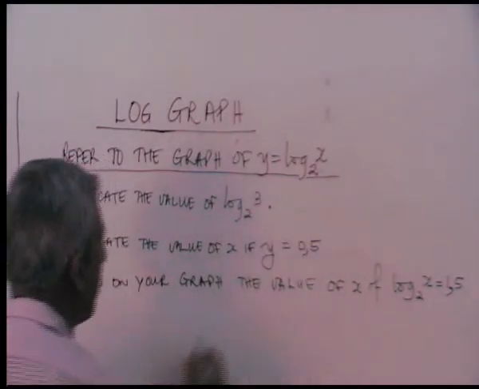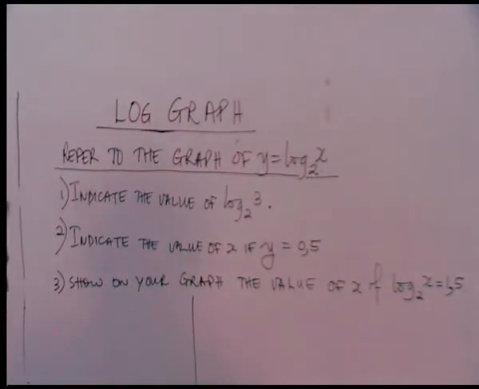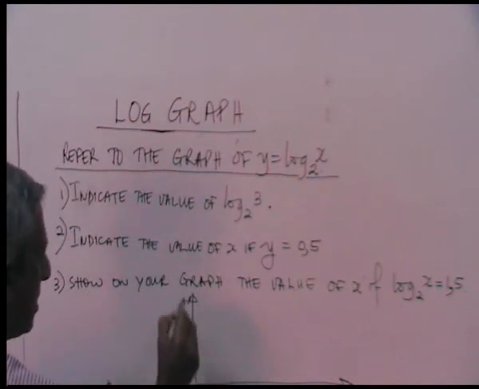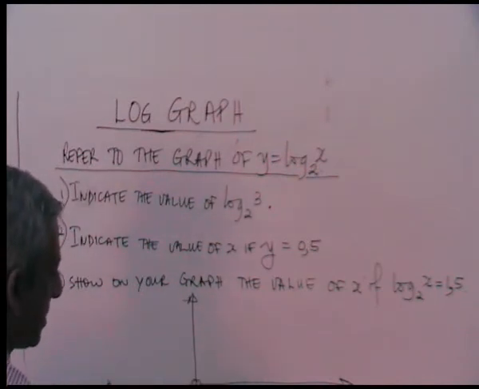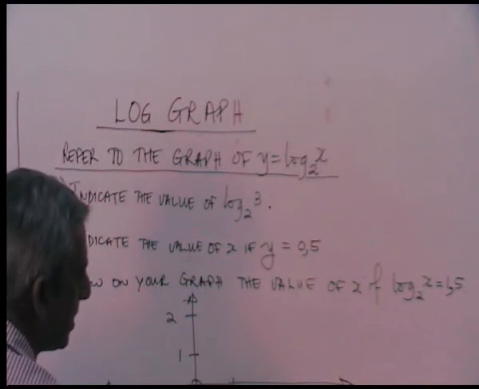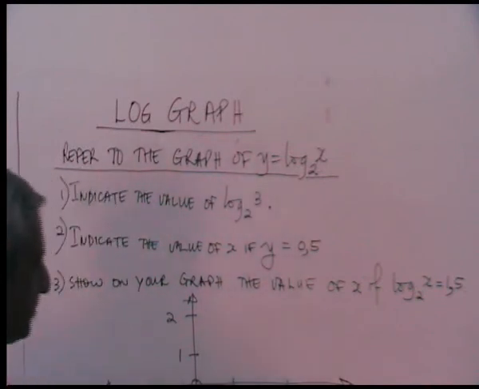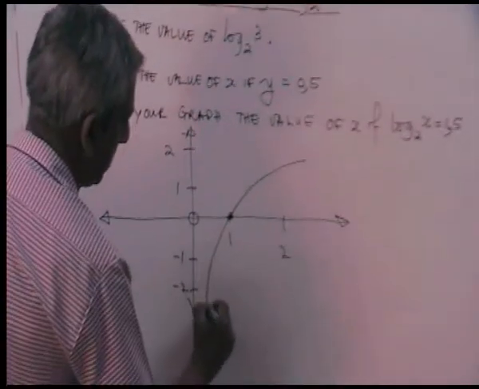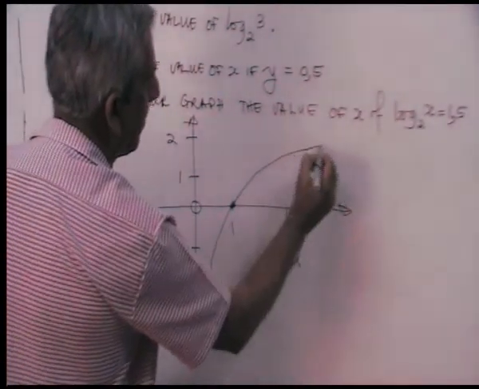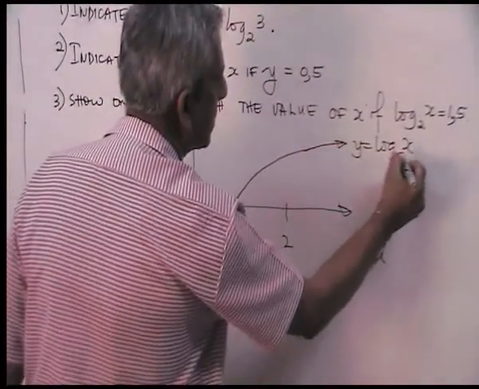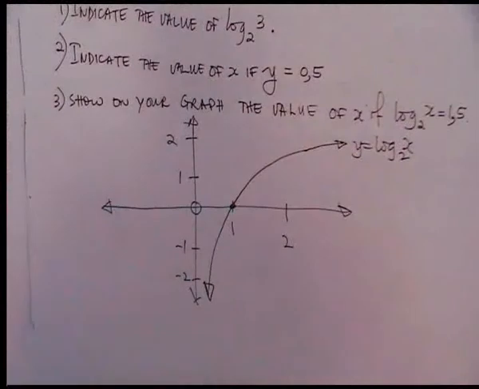Alright, so what you're going to do now, you're going to refer to the graph of y is equal to log x to the base 2. So there's the graph, and it's a rough graph, and we only want you to give us approximate positions. We don't want the exact answers. So there's -1, -2, 1, 2, and say that's 1, and that's 2. And there's the graph drawn for you. And that's y is equal to log of x to the base 2. Now the graph is drawn.